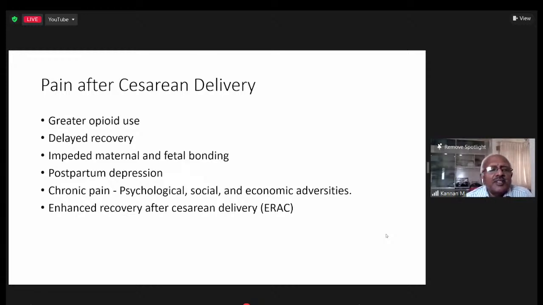Then there is also an entity very well known to all of us, chronic pain syndrome. That brings physiological, social and economic disasters. Nowadays, enhanced recovery, which is most widely accepted, requires good postoperative analgesia, so that the patient can easily get discharged and move around, and these are all encouraged nowadays.